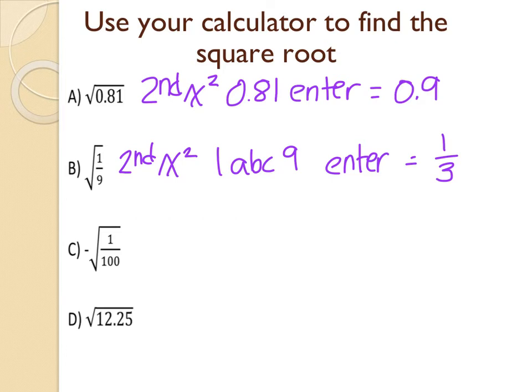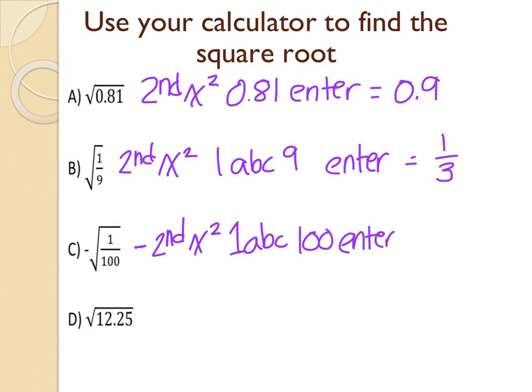For C, negative square root 1/100, the first thing you would do is hit the negative key, not the minus key. Negative's one below the 3 key. Second, x squared, 1, ABC, 100. Enter. And you get negative 1/10.